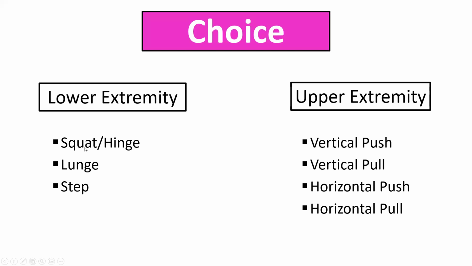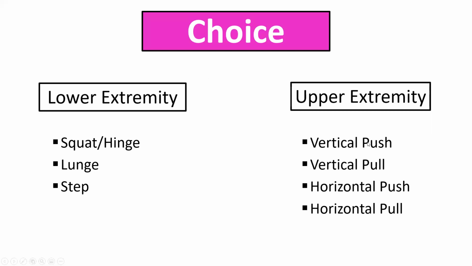So something like a back squat, a front squat, a deadlift, a hex bar deadlift, all fall in this squat category. Split squat, front foot elevated split squat, walking lunges, Bulgarian split squats, all of these are lunge-based activities. Side step up, front step up, crossover step up, step down, sprint, sled push would all be falling into the step category of lower extremity.